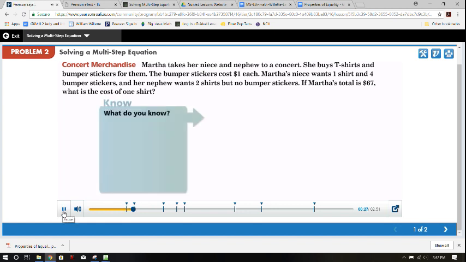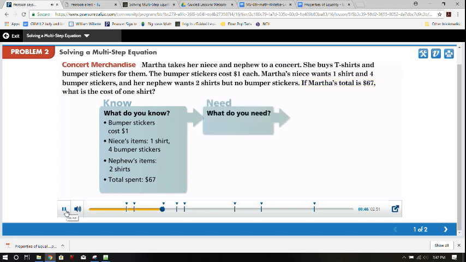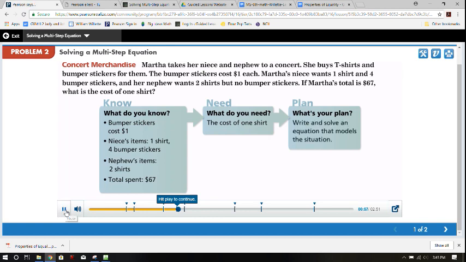What do you know? The bumper stickers cost $1 each. Martha's niece got 1 shirt and 4 bumper stickers. Her nephew got 2 shirts. The total Martha spent was $67. What do you need? You need to find the cost of 1 shirt. What's your plan? Write and solve an equation that models the situation.